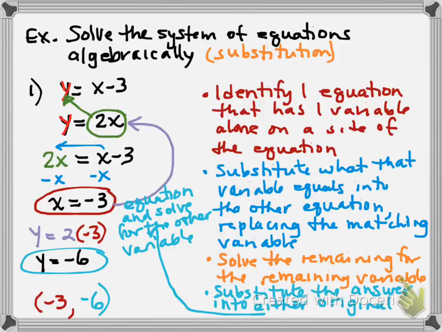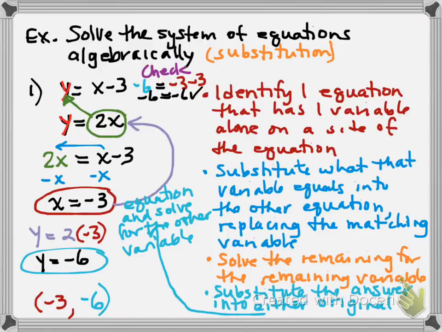So to check my work, I'm going to substitute in -6 for y, and I'm going to substitute in -3 for x, and see if what's on the left equals what's on the right. And I get -6 equals -6. So it satisfied the top equation.